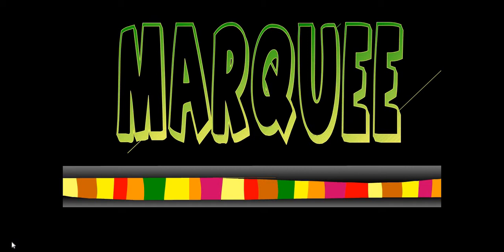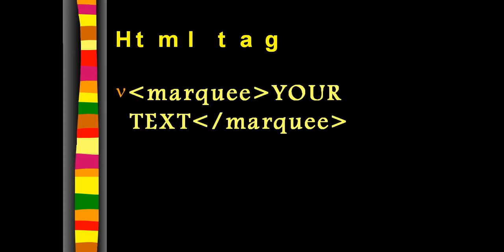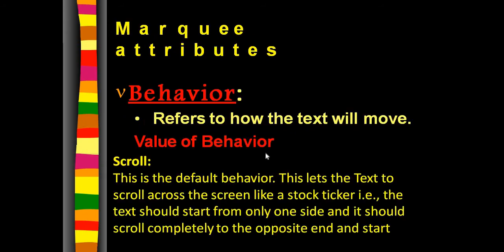So what is marquee? It is basically used to add an animation effect to text, or you can do this to an image also. If you want a moving image, then you should use the marquee tag. Now, move to next. So here is the syntax, how to write it. Starting from marquee, then within that the text you want to move in various directions, then it is the ending of the tag, that is marquee.